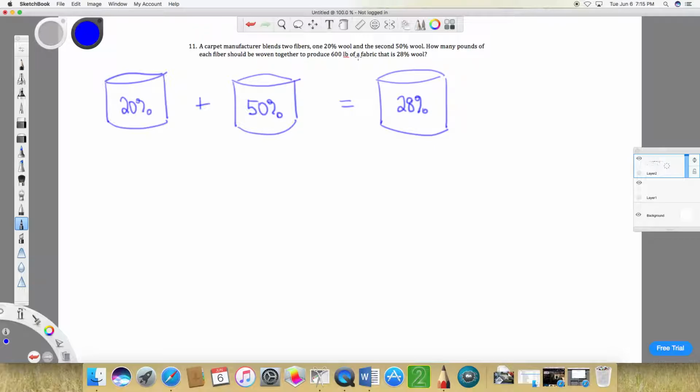And it tells us that the final mixture, the weight of it, is 600 pounds. And it wants to know how many pounds of each. So rather than calling this X and calling this Y and setting up a 2 by 2 system with two unknowns, where I would need two equations, I'm just going to call this X pounds. And since I know the total is 600, then this has to be 600 minus X.